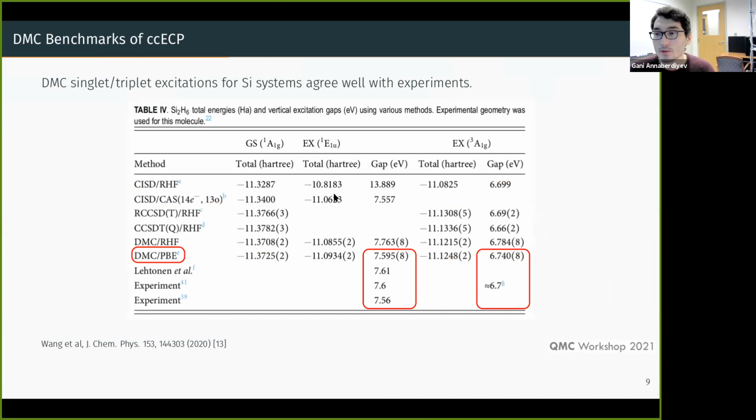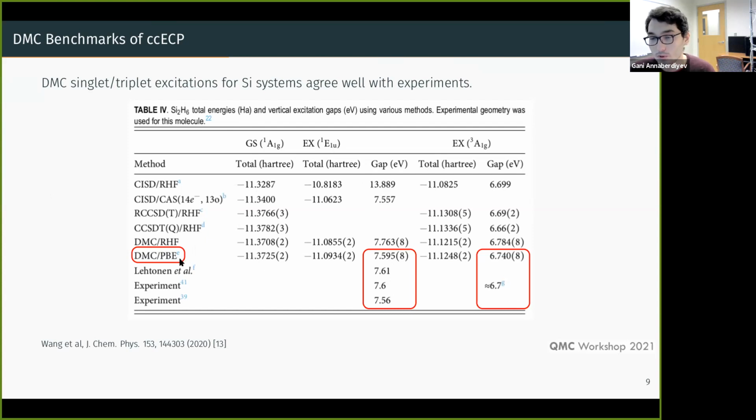Okay, so we talked about the accuracy of coupled cluster, but how does the accuracy transfer to DMC calculations? Well, there have been some tests of the CCECPs, and here I want to show one example. This is disilane, and what you're seeing here is the gaps, the singlet gap, and also the triplet gap using a variety of methods.